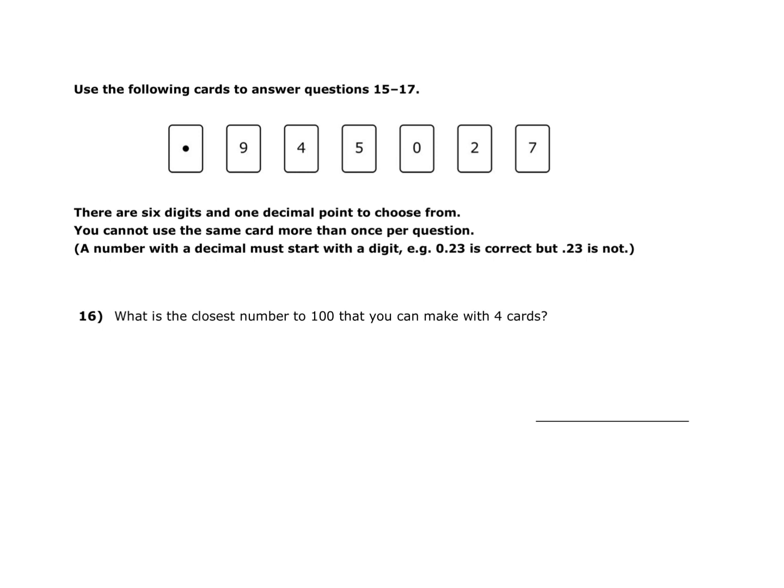Use the following cards to answer questions 15 to 17. There are 6 digits and 1 decimal point to choose from. You cannot use the same card more than once per question. A number with a decimal must start with a digit, e.g. 0.23 is correct, but .23 is not.